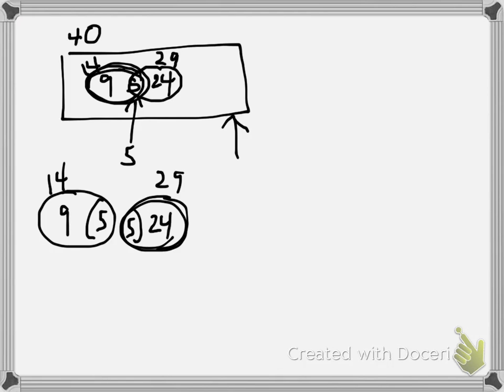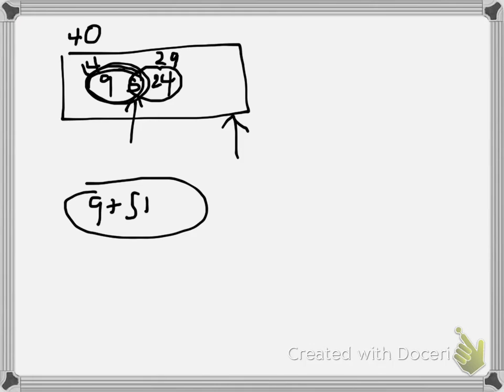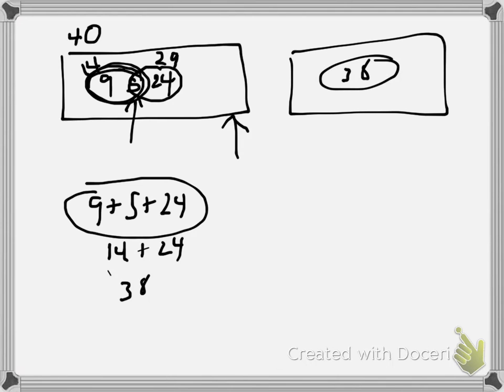So when we take a look at these right here, we're going to see that we have several that are going to end up adding up together. So what we're going to do is go ahead and take everything that's in our circle here, which is 9 plus 5 plus 24. We're only going to count the 5 once because it's the same students. So 9 plus 5 is 14, plus 24, which is going to equal 38. So we know that altogether this has 38. We know 40 is the whole amount, so therefore 2 would be the ones that are in neither class.